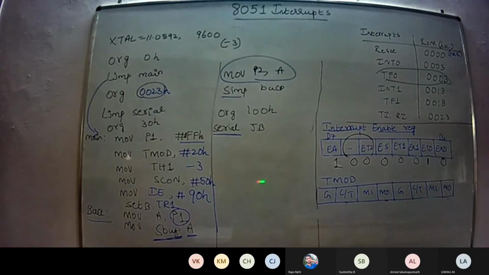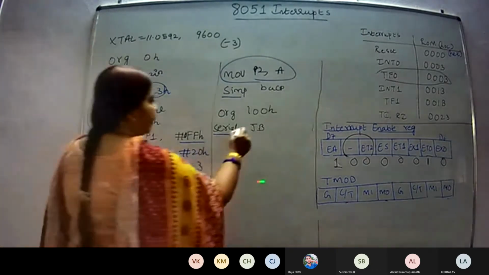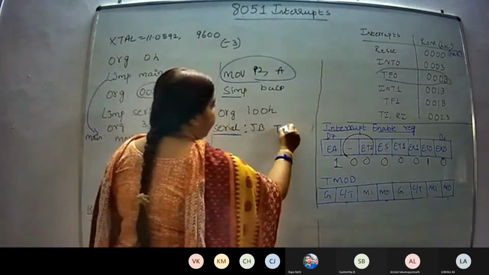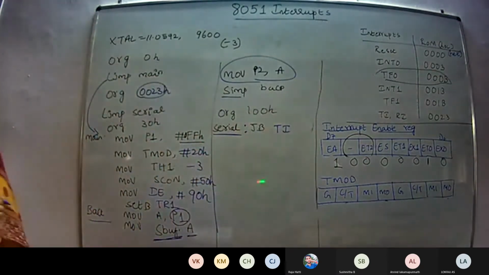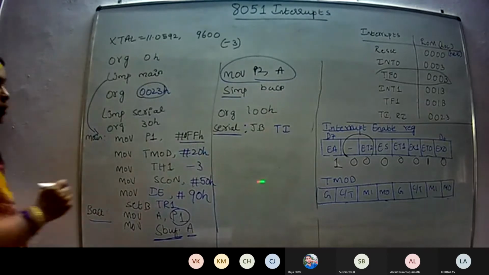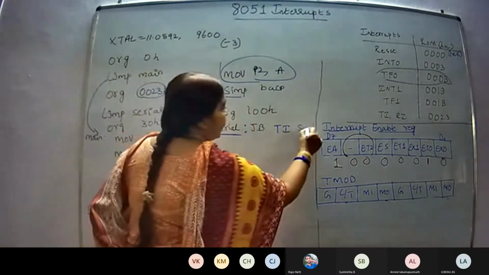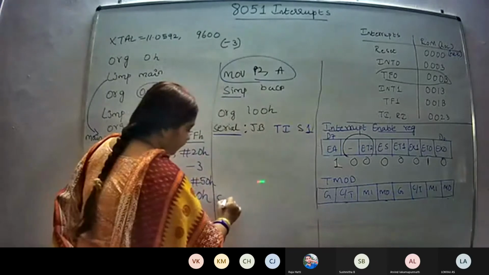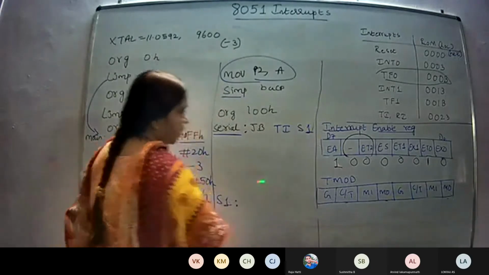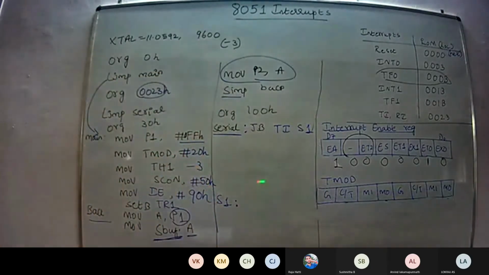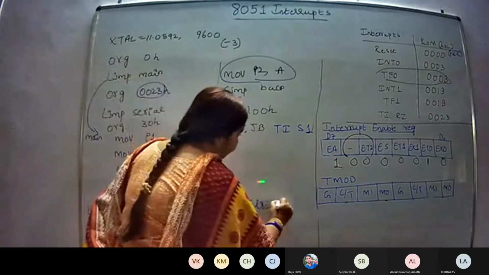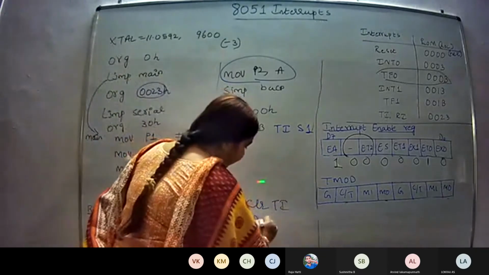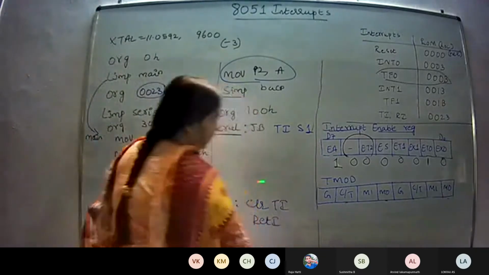So first, SERIAL is the label. Jump if bit TI is set. First it will check for the transmit interrupt. If the transmit interrupt is true, it has to jump to a label. Just think it is S1. So what do we have to write near S1? If it is transmitting, we had written already. After transmitting, it has to clear TI and return from the interrupt.